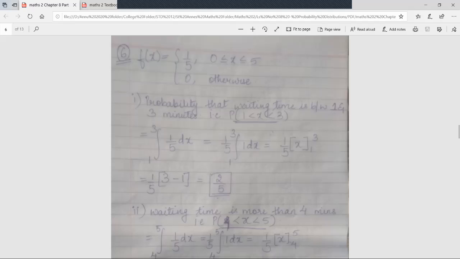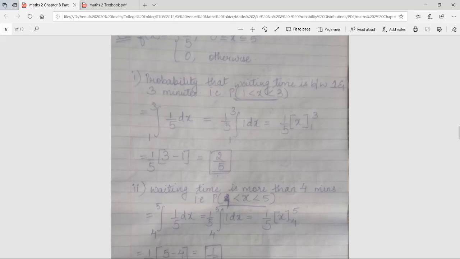Now we can remove 1 upon 5 as it is a constant outside the integration sign, and then we are left with integral 1 to 3, 1 dx. So 1 upon 5, integration of 1 is nothing but x. The integral gets transferred to the right hand side, 1 to 3. Now first we'll put the upper limit, that is 3, and then subtract the lower limit, which is 1, from it. So the answer is 1 upon 5 into 2, which gives you 2 upon 5.